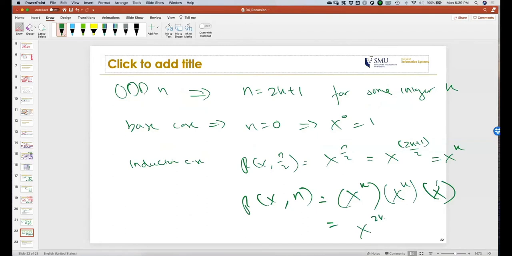So that is x to the power of 2k plus 1. That is x to the power of n. So then that case is still correct, right? So that's what we mean by proof for correctness.